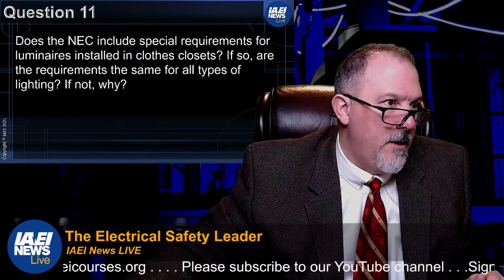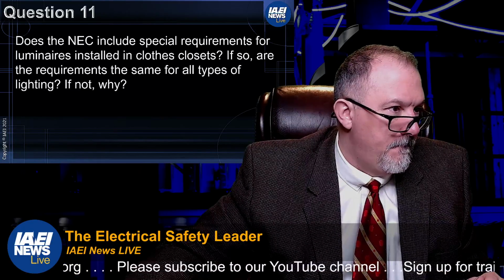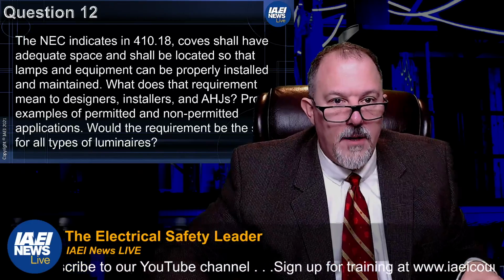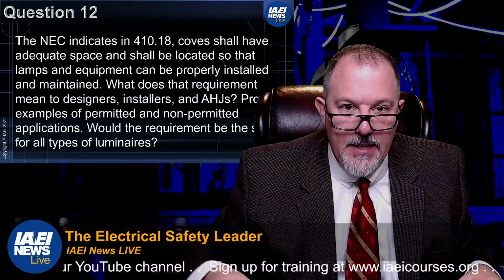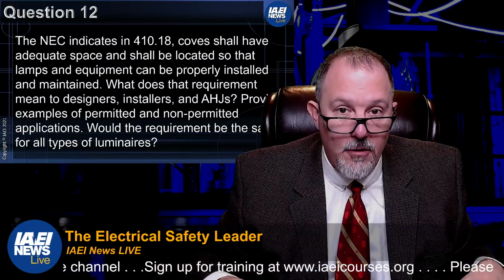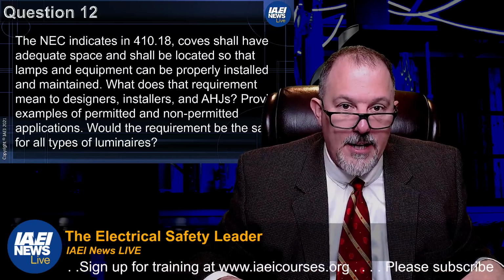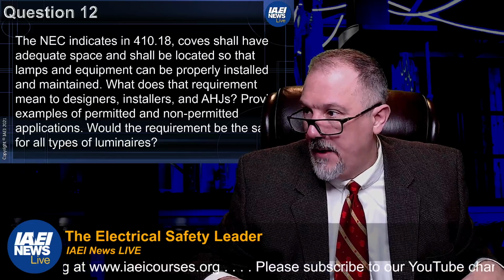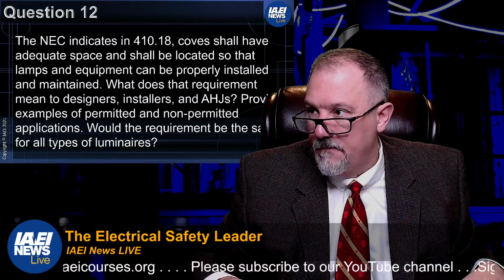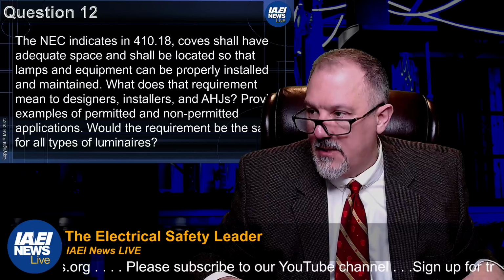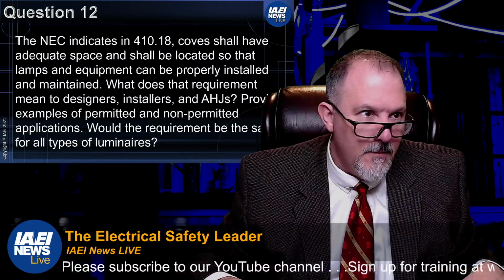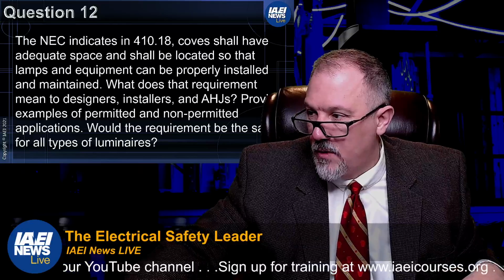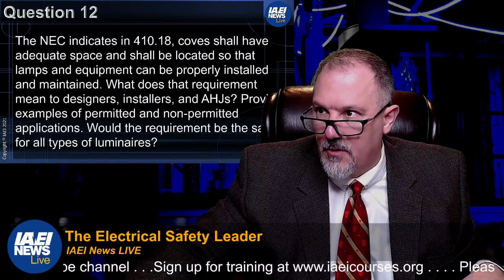Well, that was a fun one. Okay. The NEC indicates in 410.18, coves shall have adequate space and shall be located so that lamps and equipment can be properly installed and maintained. What does that requirement mean to designers, installers, and AHJs? And they want examples of permitted and not permitted applications. Would the requirement be the same for all types of luminaires?